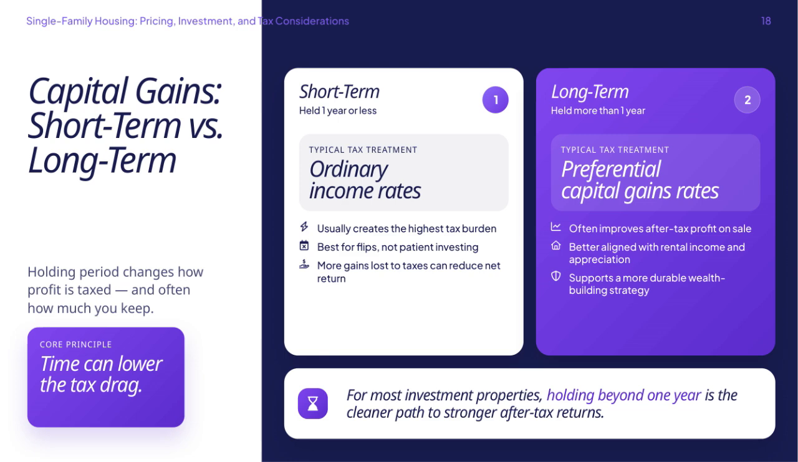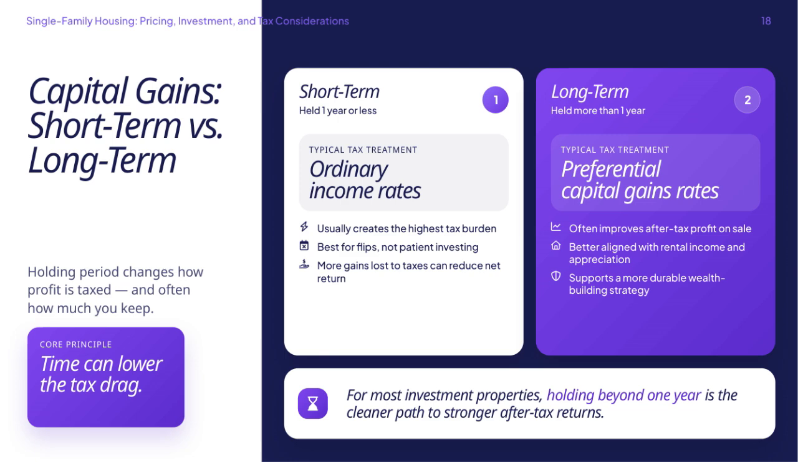Because of the higher tax rates, more of your gains get eaten up by taxes, which can shrink your net return significantly. On the other hand, long-term capital gains come into play when you hold a property for more than 1 year. These gains benefit from preferential capital gains tax rates, which generally improves your after-tax profit when you sell. Long-term holding aligns better with the steady income from rentals and property appreciation, supporting a more sustainable wealth-building strategy. For most investment properties, holding beyond that 1 year mark is usually the clearer path to stronger after-tax returns.